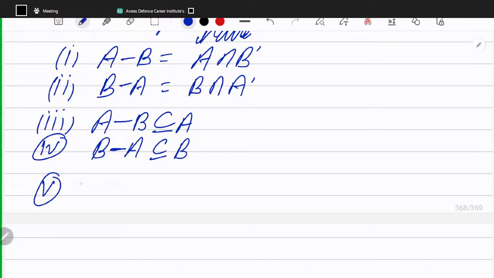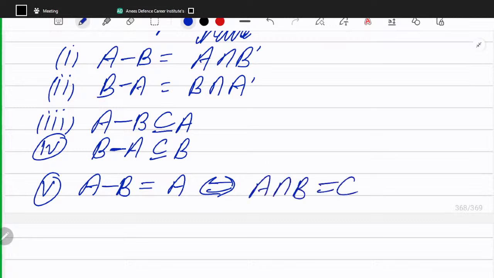Now the fifth one is A minus B is equal to A. This implies that A intersection B must be phi. If A intersection B is phi, then A minus B is equal to A.